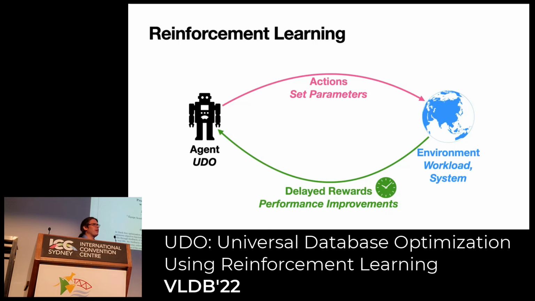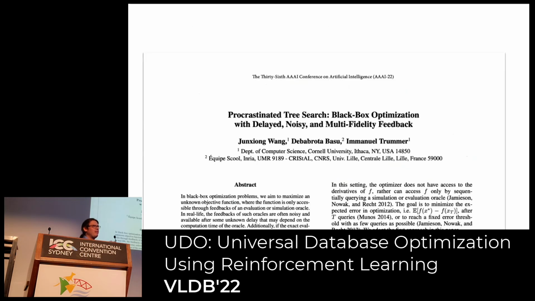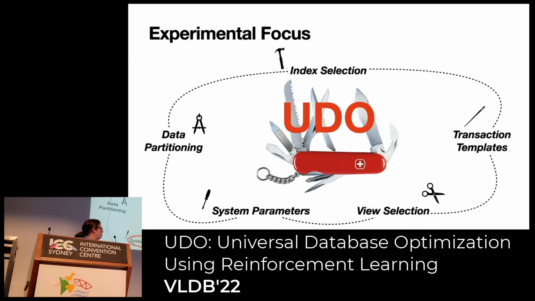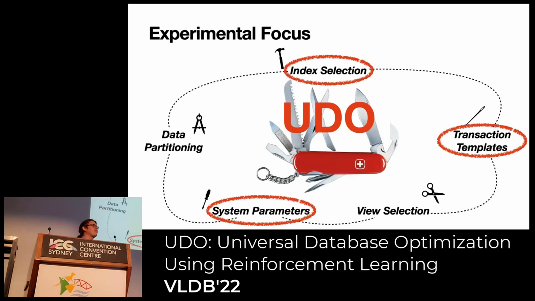An extended version of this algorithm has been published by the same team at AAAI this year. We call it procrastinated tree search. Now, to show you a little extract from the experiments, in those experiments, we evaluate the system versus various baselines, and we focus on 3 of those sub-problems: index selection, configuration of system parameters, and the selection between multiple semantically equivalent transaction templates. And those are problems that are typically treated separately by existing tools.